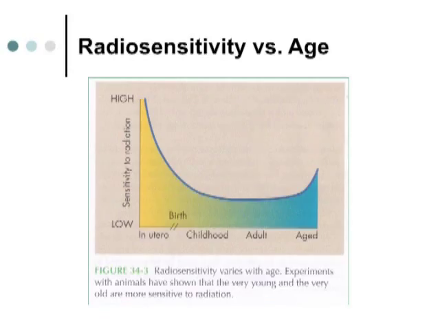Now, radiosensitivity is also related to age. The younger the organism is, or the individual is, the higher the sensitivity to radiation. So the most sensitive time is during development. If a woman is pregnant, if you expose her from the 2nd to the 8th week during organogenesis, this is considered to be the most radiosensitive time for the fetus.